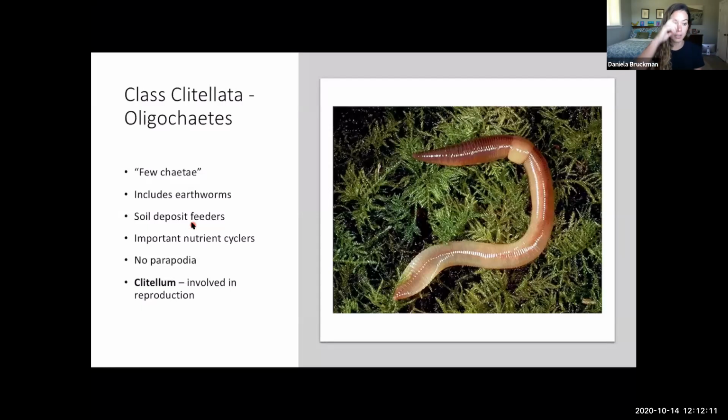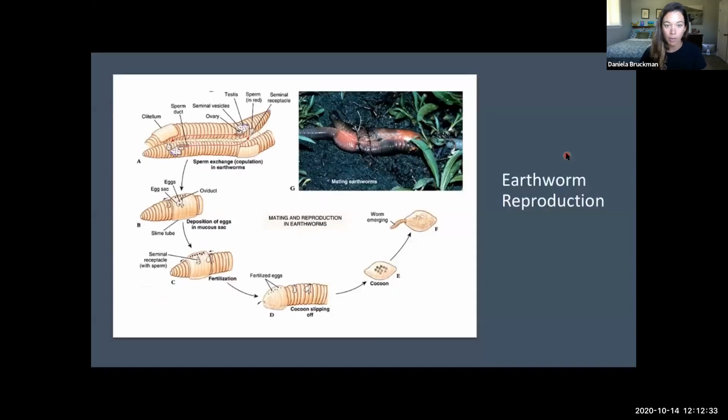Now, the name of the class Clitellata refers to a particular anatomical structure found on these animals. The clitellum is involved in reproduction, and it's this thing right here. Notice there's a little band that circumvents the body of the earthworm, and that's the clitellum. And we'll see in this image how the clitellum is involved in earthworm reproduction.